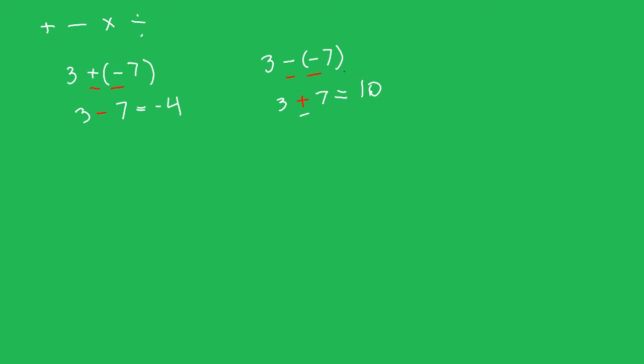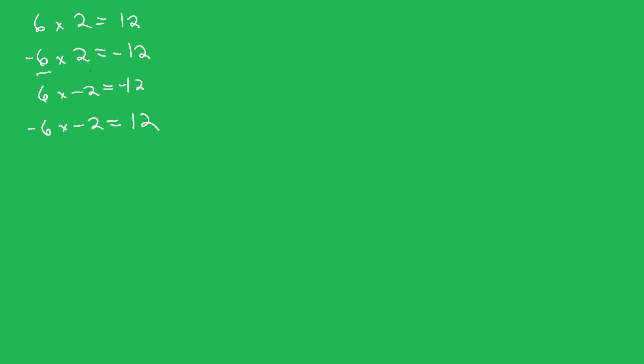Now on to multiplication. I'll just throw some numbers your way. 6 times 2 equals 12. -6 times +2 equals -12. 6 times -2 equals -12. And -6 times -2 equals +12. So this is pretty easy. Positive times positive is positive. A negative times a positive, doesn't matter which order, is a negative. And two negatives multiplied together equals a positive.